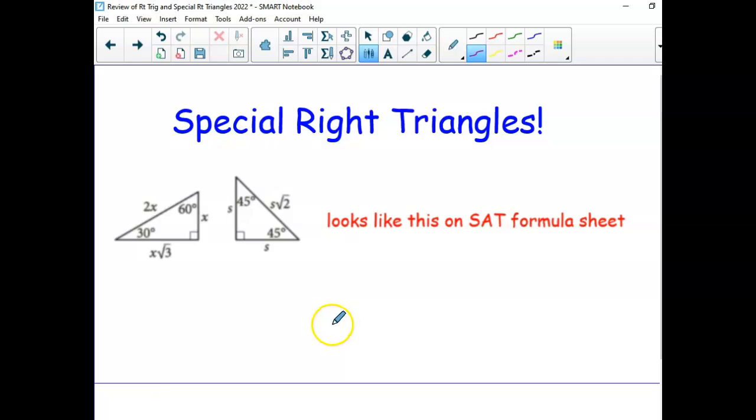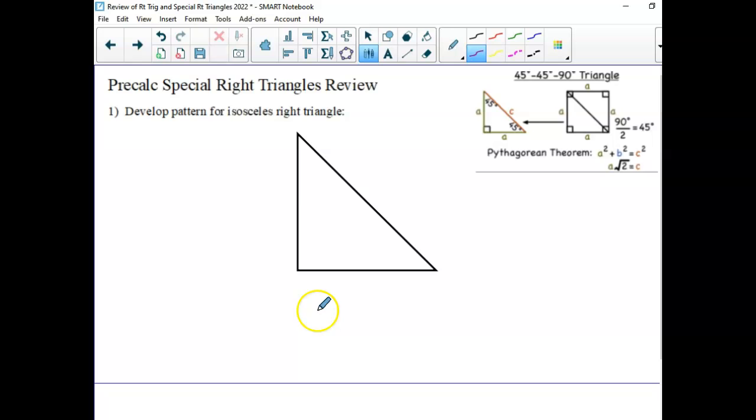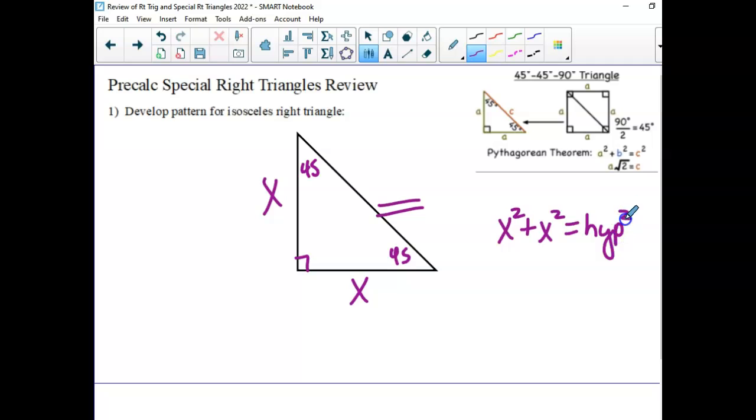That being said, you don't get a formula sheet for pre-calc. For this, you get one with lots of stuff, but it doesn't have this. So you need to memorize these patterns. Let me go over real quick. The pattern for a 45, 45, 90 is this leg and this leg. I usually call these X and X. But if these are X and X, then I'm trying to find this hypotenuse. Well, if I did the Pythagorean theorem, I'd have x squared plus x squared equals hypotenuse squared. Everybody with me so far? I'm just showing you where this comes from, guys. What's 1x squared plus 1x squared?